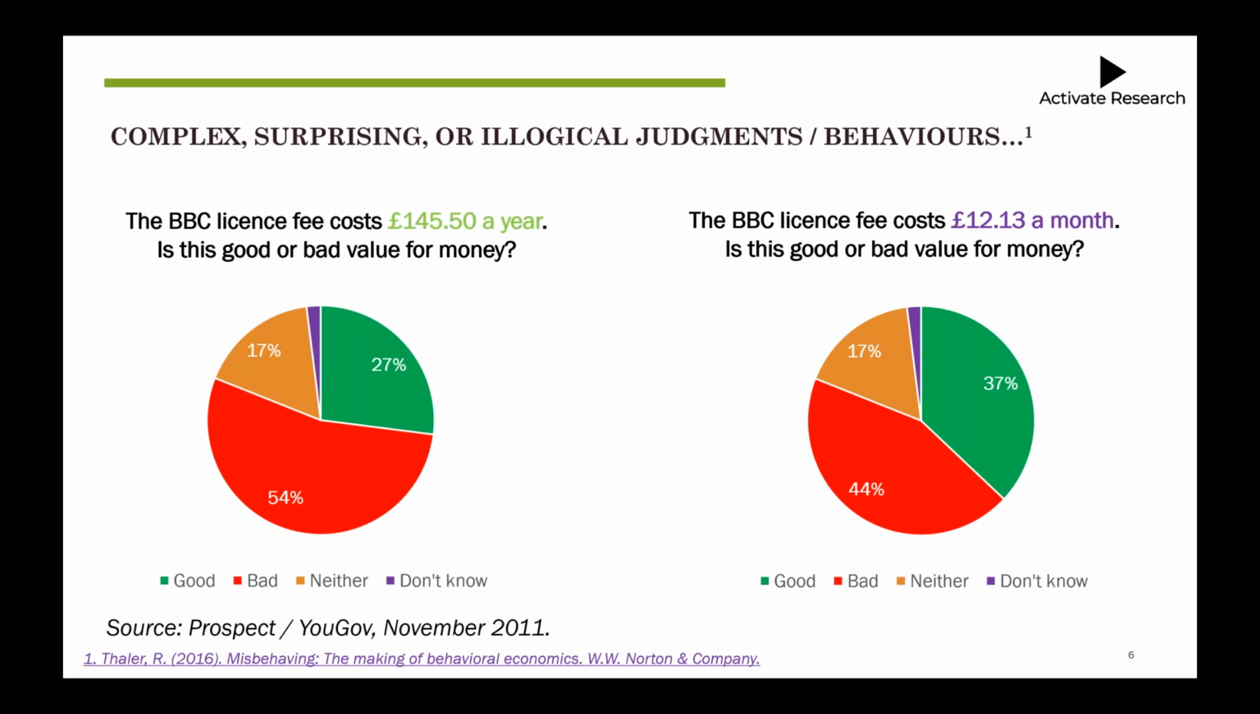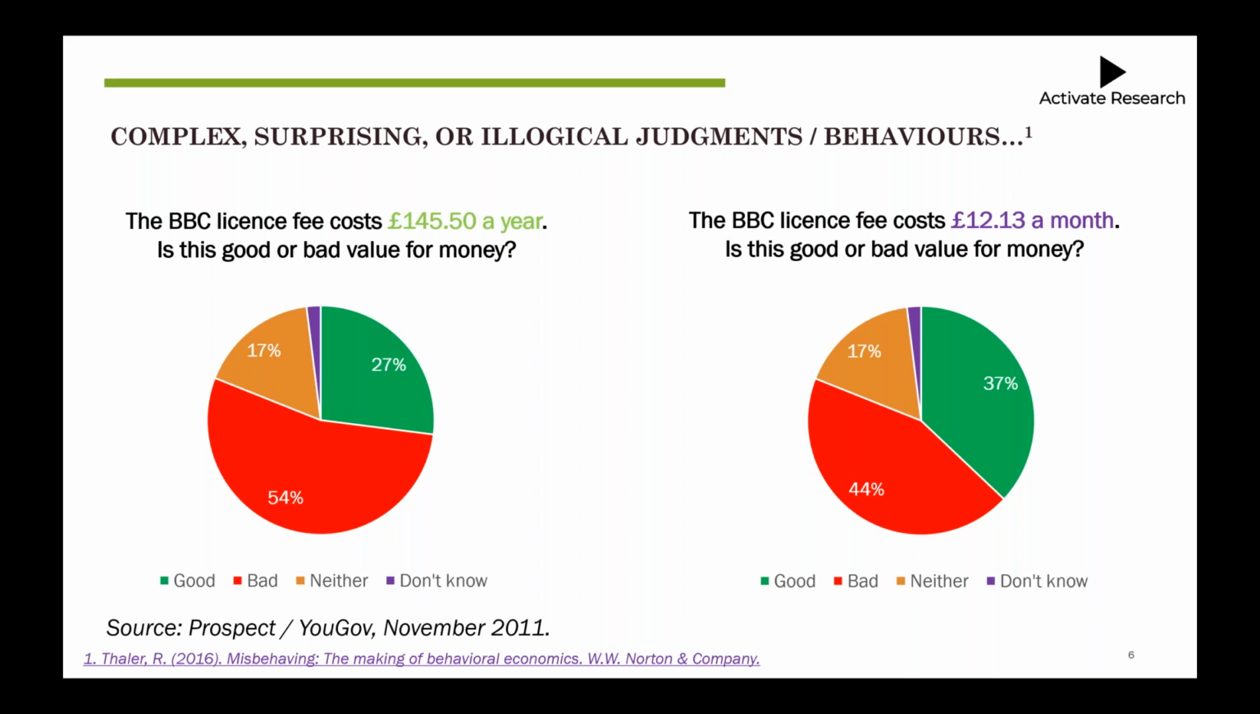However, what we get on the right-hand side is that when we frame it in cost per month as opposed to cost per year, the percentage saying it's good value for money goes up by 10%, from 27% to 37%. And similarly, the bad value for money goes down from 54 to 44%. And based on 2,000 samples, these are really highly statistically significant swings.